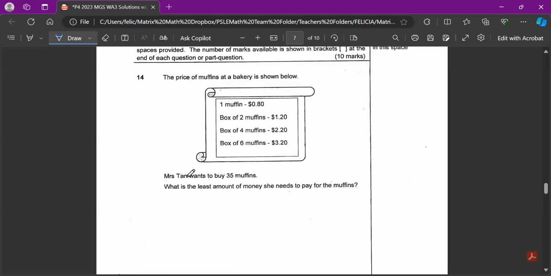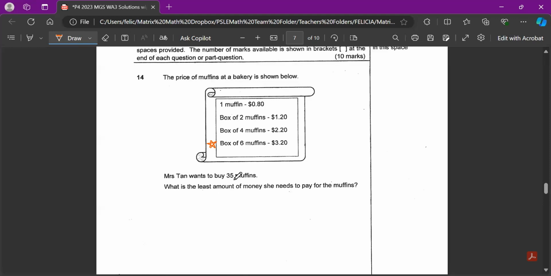Okay? So Mrs. Tan wants to buy 35 muffins. What is the least amount she needs to pay for the muffins? Now you see, she wants to spend the least amount. So if you want to spend the least amount, of course, you would try to choose the muffins that are more worth your money. And which one is more worth your money? Of course, I will prioritize the box of 6 first. So definitely this will be my priority. I will put more importance on this first so that I can spend as little money as possible.